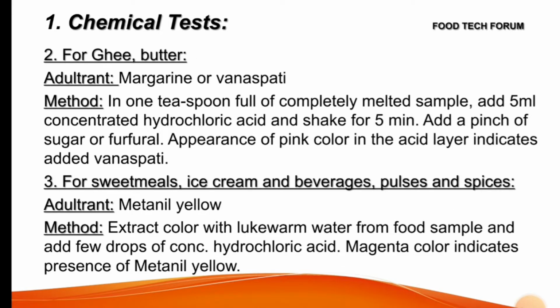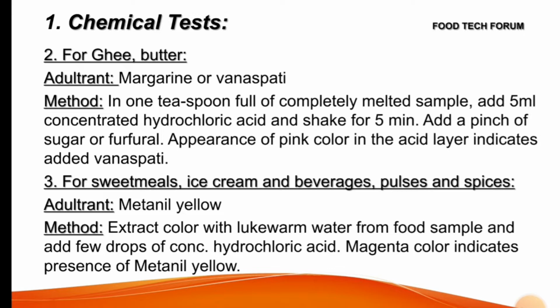Next one is for ghee and butter. Generally margarine and vanaspati are used as adulterants in ghee and butter. To detect this, we have to take 1 teaspoon of completely melted sample in a test tube. Then we have to add 5 ml of concentrated HCl and shake it for 5 minutes. After shaking, we have to add a pinch of sugar or furfural. If there is any pink color in the acid layer, that means it contains vanaspati.